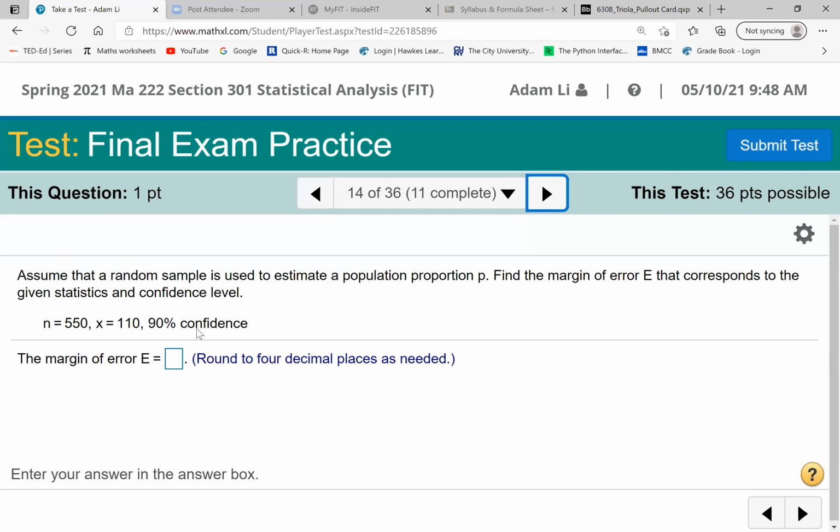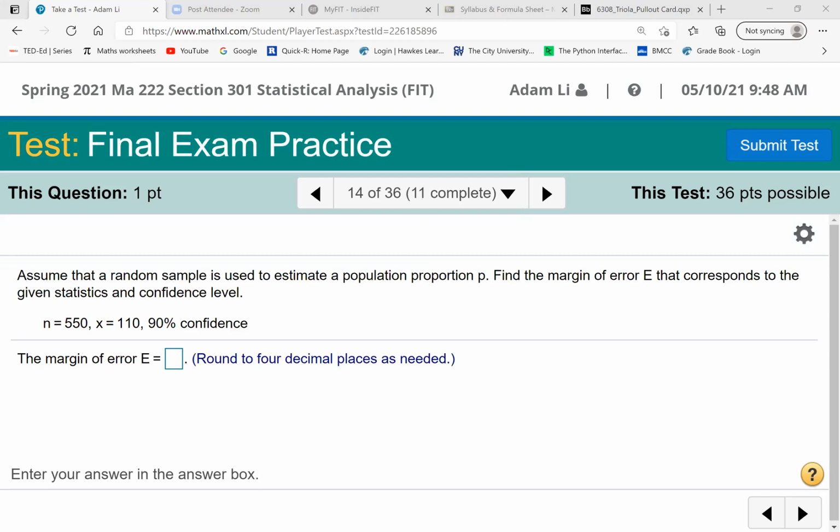So again, first of all, we find out what is the p hat, the sample proportion, meaning the sample success rate. All right, so now let's go to the note. X represents the number of successes in a given sample. Then the sample size is 550. So we can find the sample success rate, which is what we call p hat.